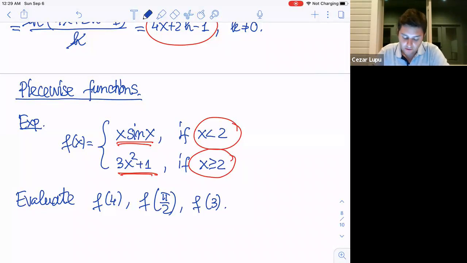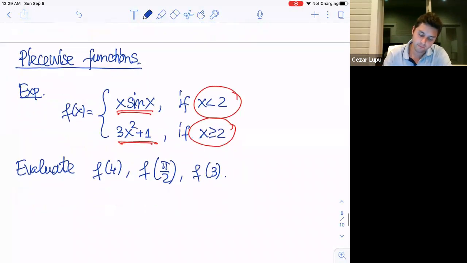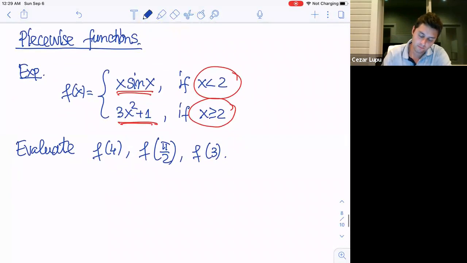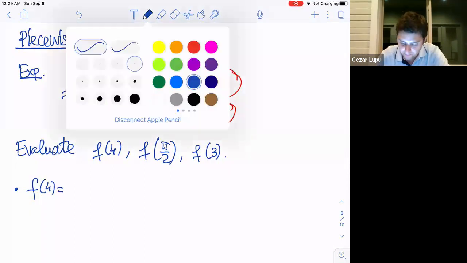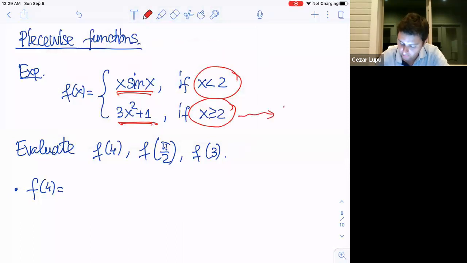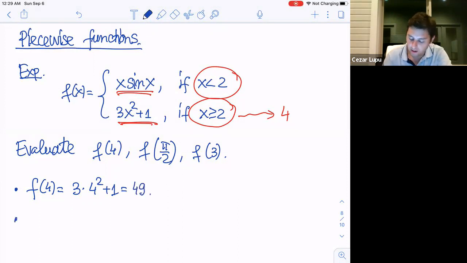All right, let's see. The first one, f of 4. Let's see where 4 is. Well, 4 is somewhere here in this domain. So it includes the value 4, right? So f of 4 will be 3 times 4 squared plus 1, which will be 49.